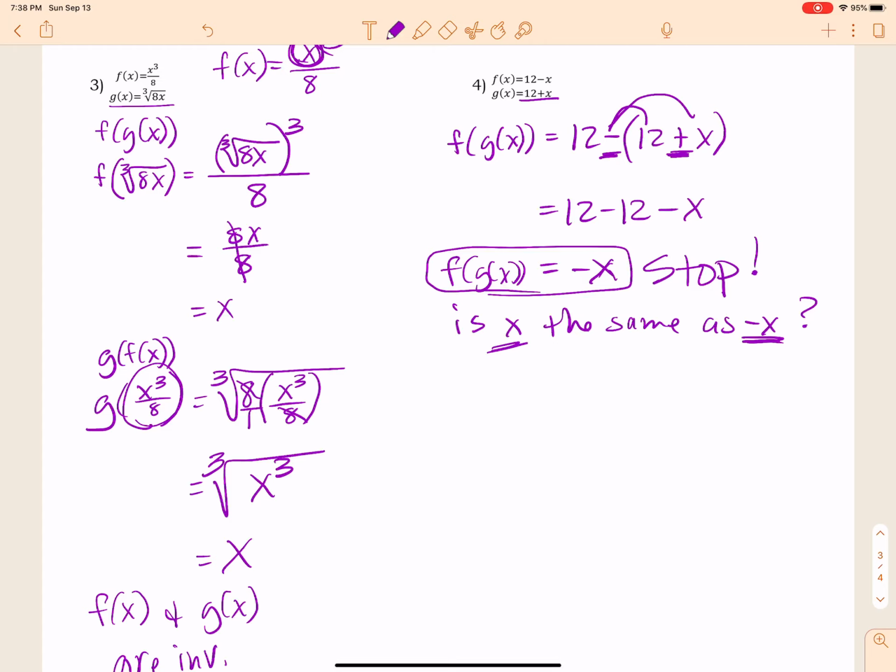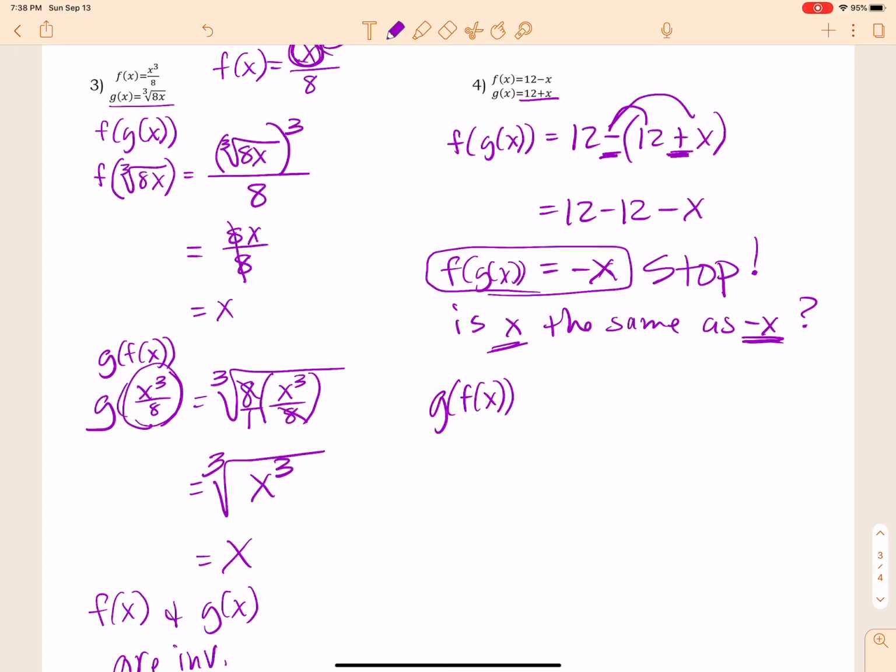We don't need to go on. Because remember, in order for f of x and g of x to be inverses of each other, f of g of x and g of f of x must both equal x. Well, if I've already found that f of g of x equals negative x, guess what? I already have the answer to my question. Now, I'm going to prove it to you.